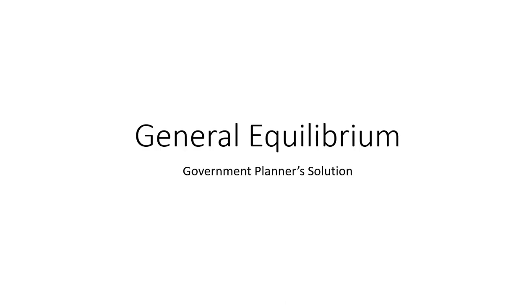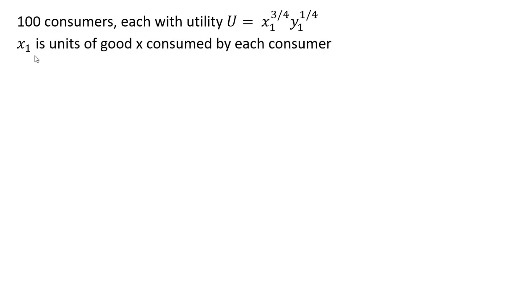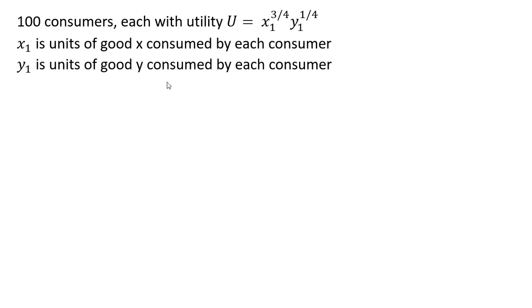We're going to look at an extended general equilibrium problem from the perspective of a government planner. So here we have 100 consumers, each with the utility function given by the following. X subscript 1 is units of good X consumed by each consumer. Y subscript 1 is units of good Y consumed by each consumer. So all consumers are identical, so they'll each have the same level of consumption.